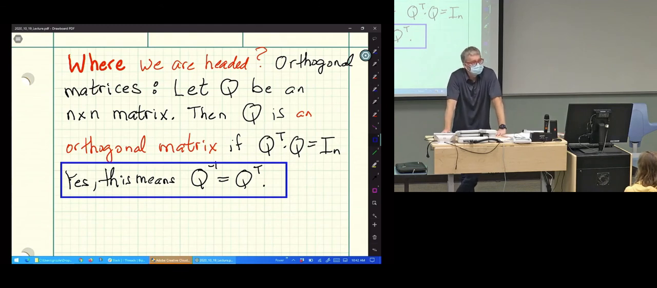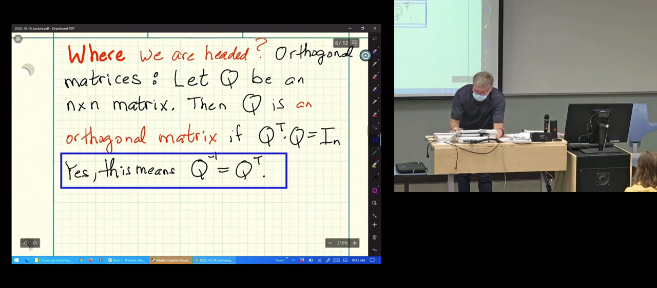Now, how hard is it to compute the transpose of a matrix? It's a snap, okay? How hard in general is it to compute an inverse? It's just a royal numerical pain in the neck. Computing inverses. So these matrices are magical. This means you can invert the matrix by simply computing its transpose. So that has to be useful, right?